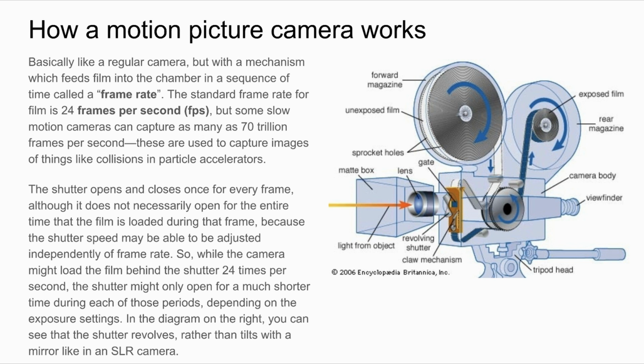In the diagram on the right, you can see that the shutter revolves rather than tilts with a mirror like an SLR. So an SLR camera would do this, and a motion picture film camera would do this. Make sense?